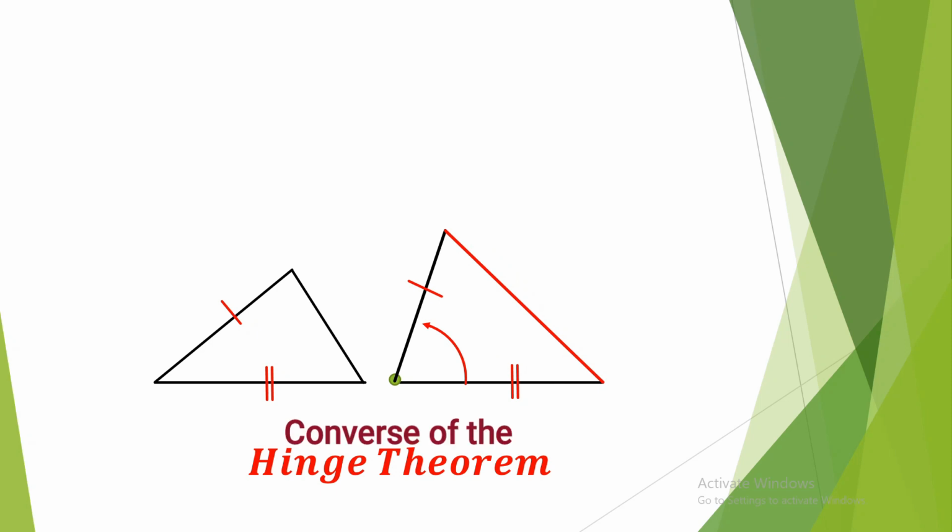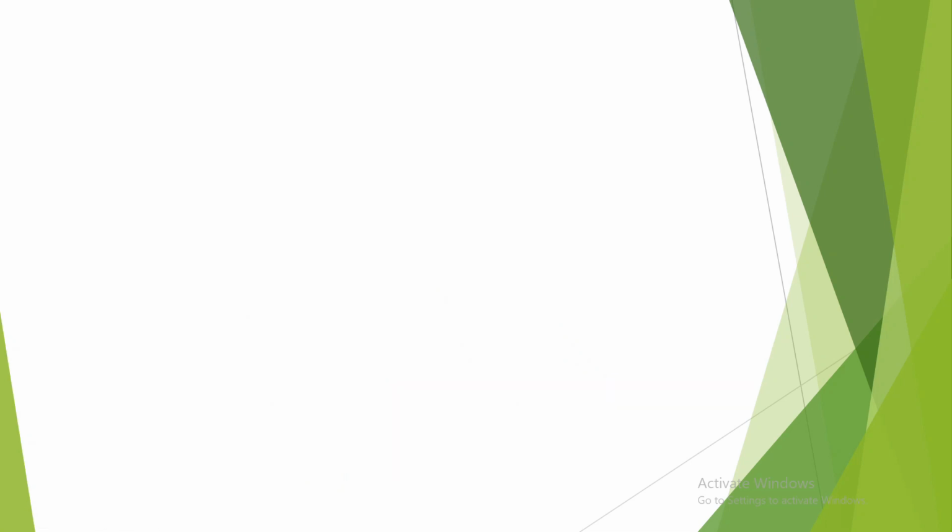And for the converse of the hinge theorem, given two triangles with two congruent sides, if the third side of one triangle is longer than the third side of the other triangle, then it follows that the included angle of the first triangle is also larger than the opposite angle of the second triangle. So that is the hinge theorem and its converse.